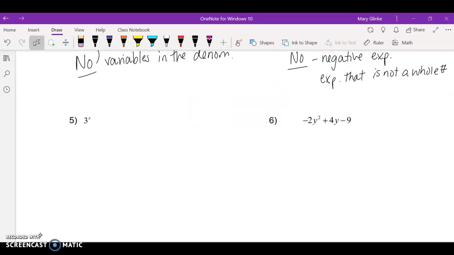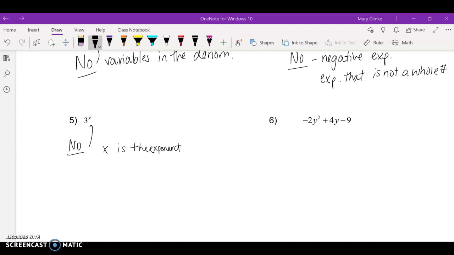So 2 more examples here. We have 3 to the x. This we're used to seeing. That was our whole last unit. This is an exponential. So this one here is not going to be a polynomial because the x is the exponent. And that breaks our rule because our exponents have to be whole numbers.